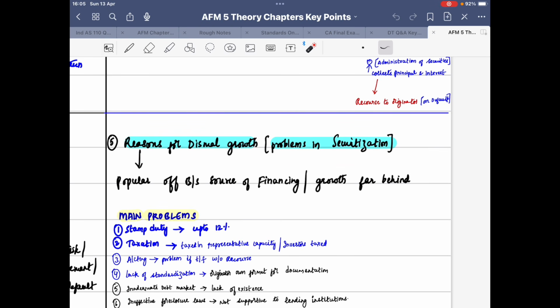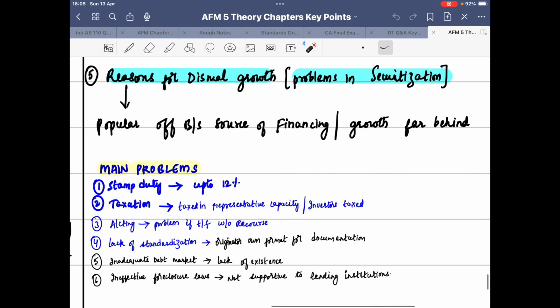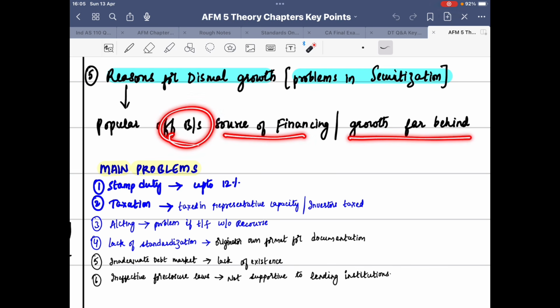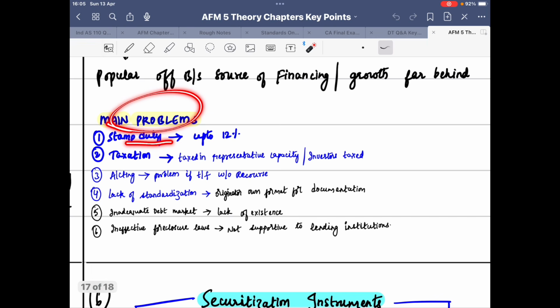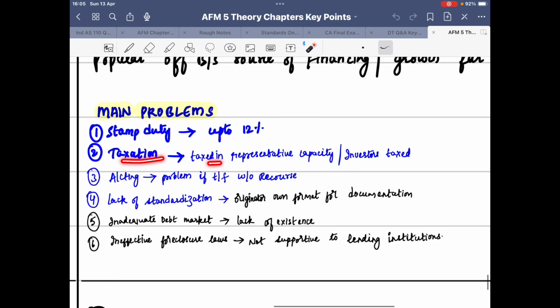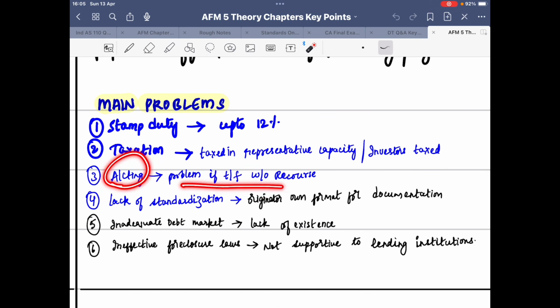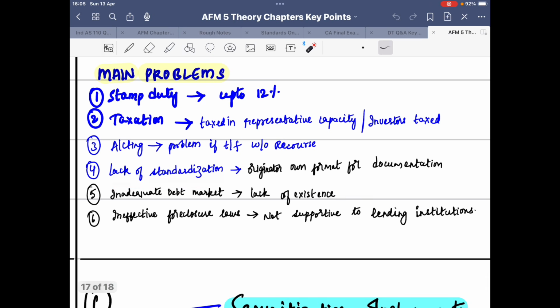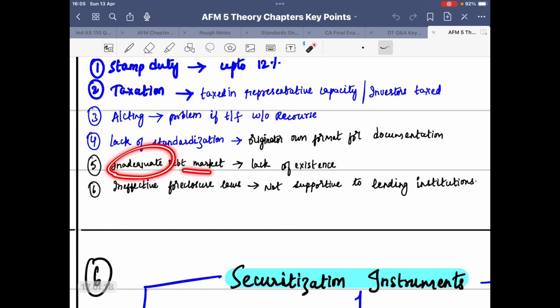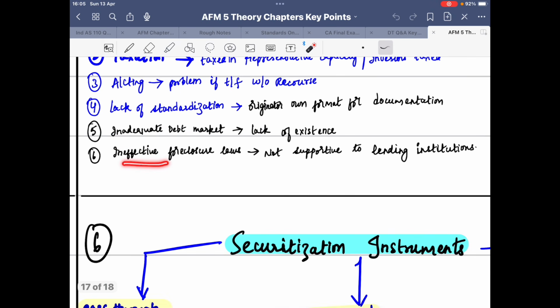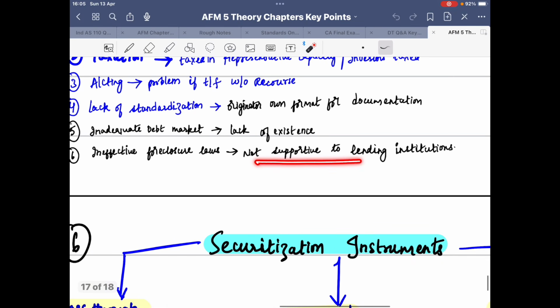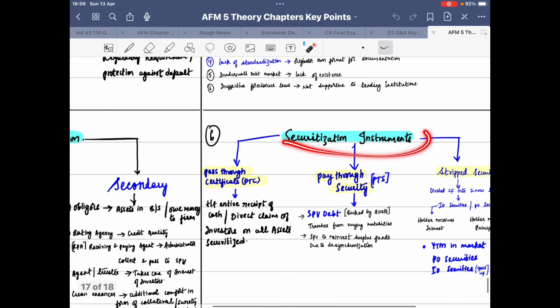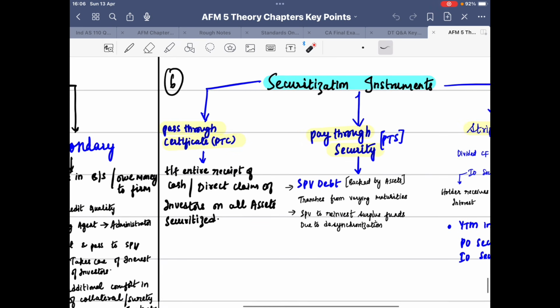Reasons for dismal growth or problems in securitization: popular off balance sheet source of financing, growth is far behind. Main problems: stamp duty up to 12%, taxation, taxed in representative capacity or investors are taxed, accounting problem if transferred without recourse, lack of standardization, originator's own format for documentation, inadequate debt market, lack of existence, ineffective foreclosure laws, not supportive to lending institutions.